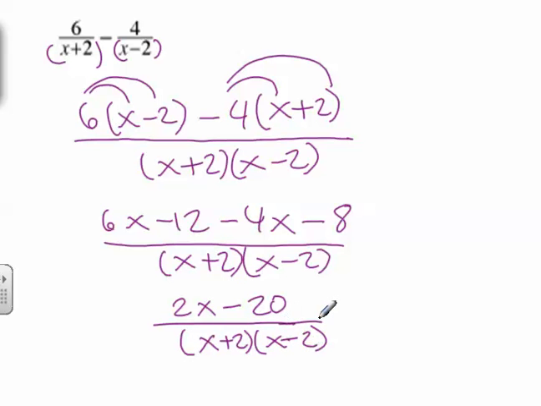Then it's always good to see if there's anything that will simplify. If I divide 2 out of both of these, I will have 2 times x minus 10. Well, x minus 10 doesn't cancel with either of these, so this is pretty much it, and we're done.